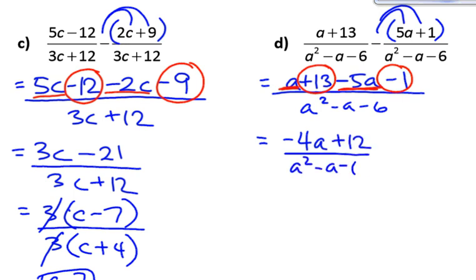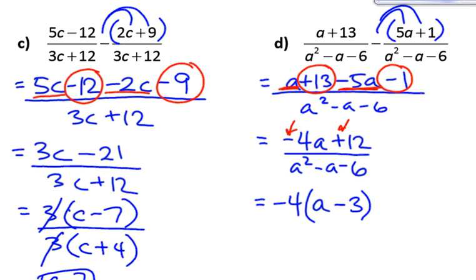Denominator stays the same. Now we factor. Now notice when we factor, if our leading term is negative, we want to factor out a negative. So I'm going to do that here. I'm going to factor out a negative 4. So when I do that, I'm left with a, but when I factor out a negative from this positive, that will switch to a negative. So 12 divided by negative 4 will be negative 3.